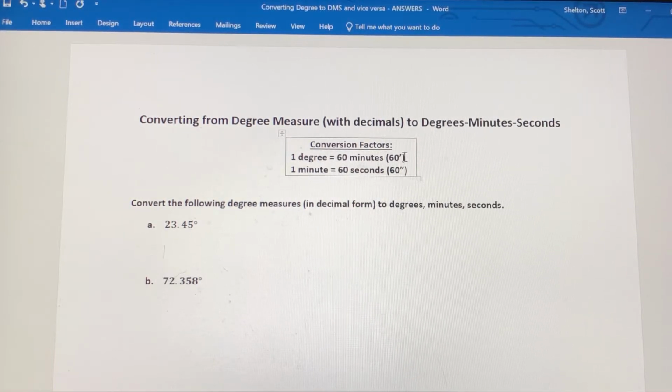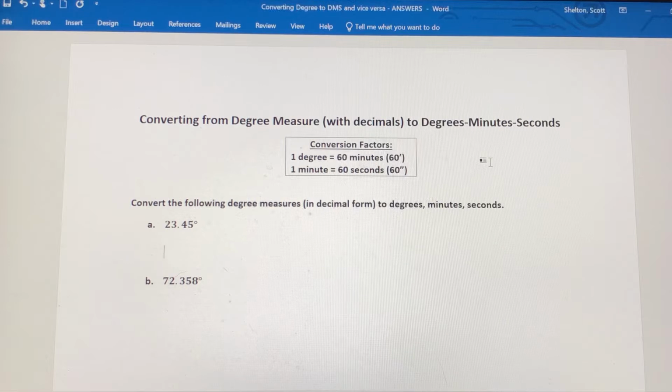This is the unit for minutes. And 1 minute equals 60 seconds, okay? And this would be the unit for seconds there, the double apostrophe. Make sure you know, okay, we're talking about angle measure here. This is not a time for minutes. This is not time seconds. This is for angle measure, okay?